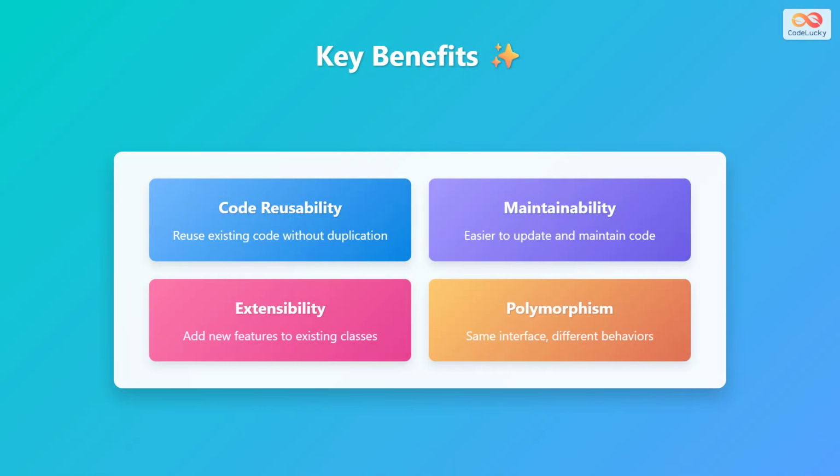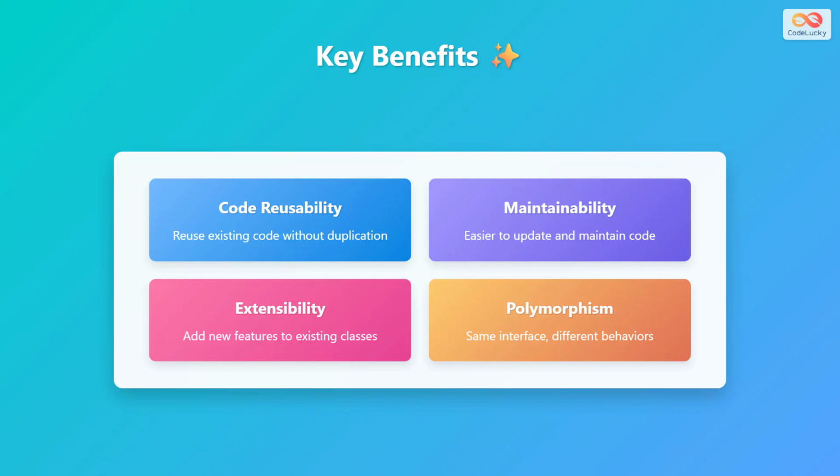Finally, let's summarize the key benefits of using inheritance and method overriding in object-oriented programming. First, code reusability. Inheritance allows you to reuse existing code from parent classes without duplicating it in child classes. Second, maintainability. Inheritance makes it easier to update and maintain code because changes to the parent class can be automatically reflected in child classes. Third, extensibility.